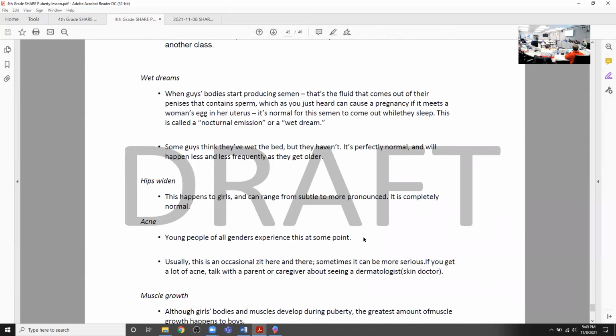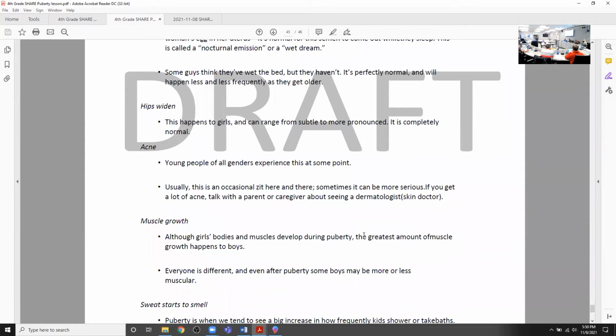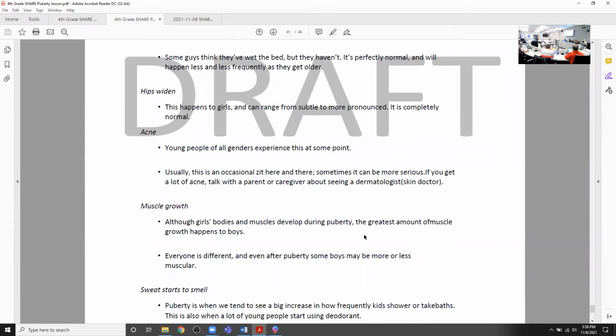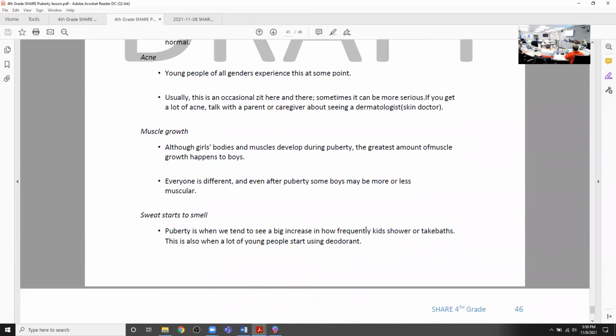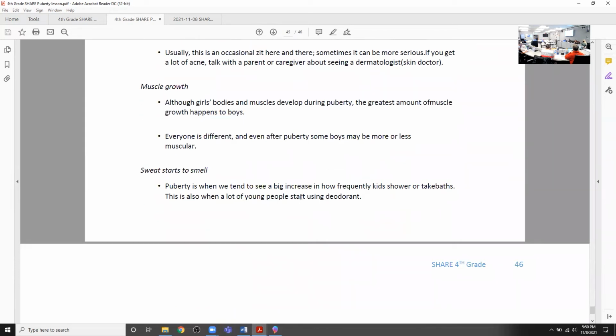Hips widen: this happens to girls and can range from subtle to more pronounced, completely normal. And acne: young people of all genders experience this at some point. Usually this is an occasional zit here or there. Sometimes it can be more serious if you get a lot of acne. Talk to a parent or caregiver. Muscle growth: although girls' bodies and muscles develop during puberty, the greatest amount of muscle growth happens to boys. Everyone is different, and even after puberty, some boys may be more or less muscular. And sweat starts to smell.